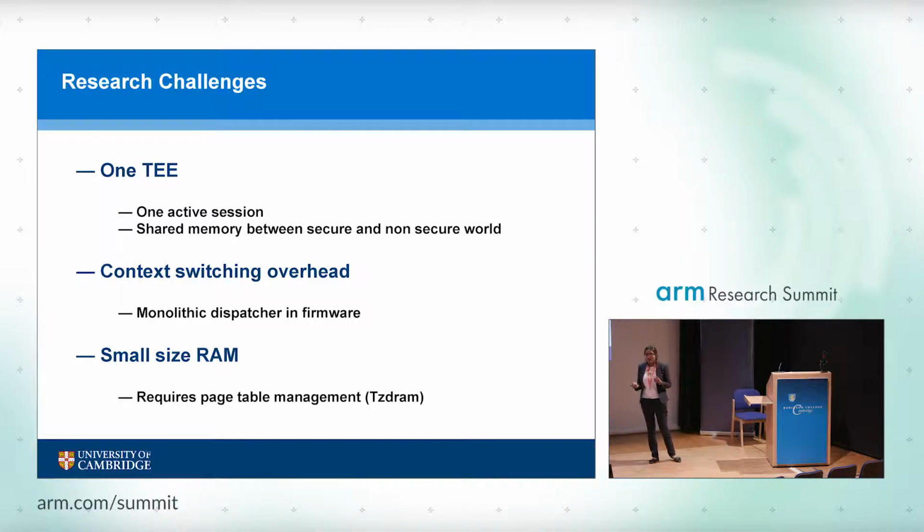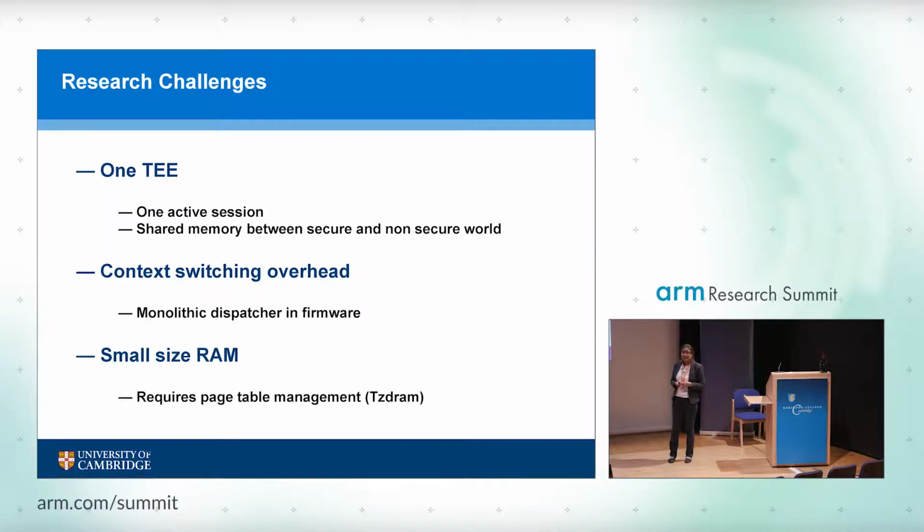Second is shared memory between the secure and non-secure world. My whole system can switch between the secure and non-secure world, but there is a shared memory. So either my operating system, the secure trusted OS, or my application has to take care of how we can use this shared space in a secure manner. Next is context switching overhead. Because there is a monolithic dispatcher in the firmware provided by ARM, called ARM Trusted Firmware, there's a delay: if a new interrupt or new request comes in, only one can be processed at a time, which introduces significant delay in the whole system. So this is a design consideration for how we can design our system efficiently.